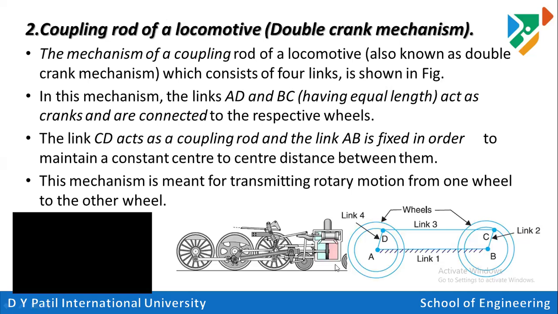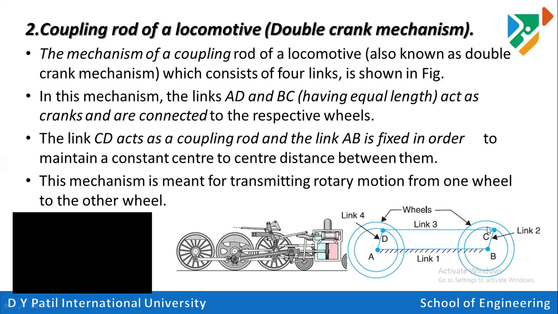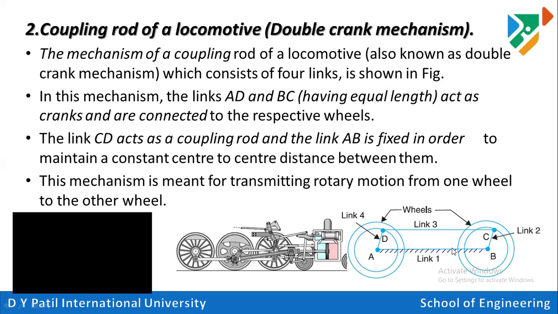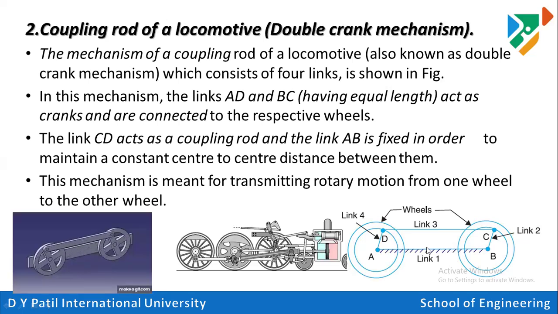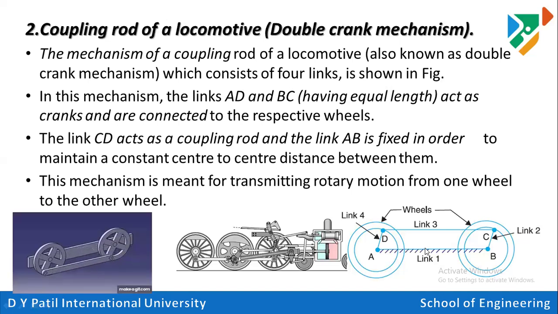So link AD and link BC are nothing but the cranks of that particular system, and link AB and link CD are nothing but the coupling rods. AB is the fixed link, and this BC link is acting as a coupling rod. These dimensions will remain the same throughout all the bogies. The dimensions of all the pairs of these railway wheels will remain the same. That's why this system is known as a double crank mechanism. In parallel, we can increase the speed from first wheel to last wheel. Similarly, we can reduce the speed from first wheel to last wheel.